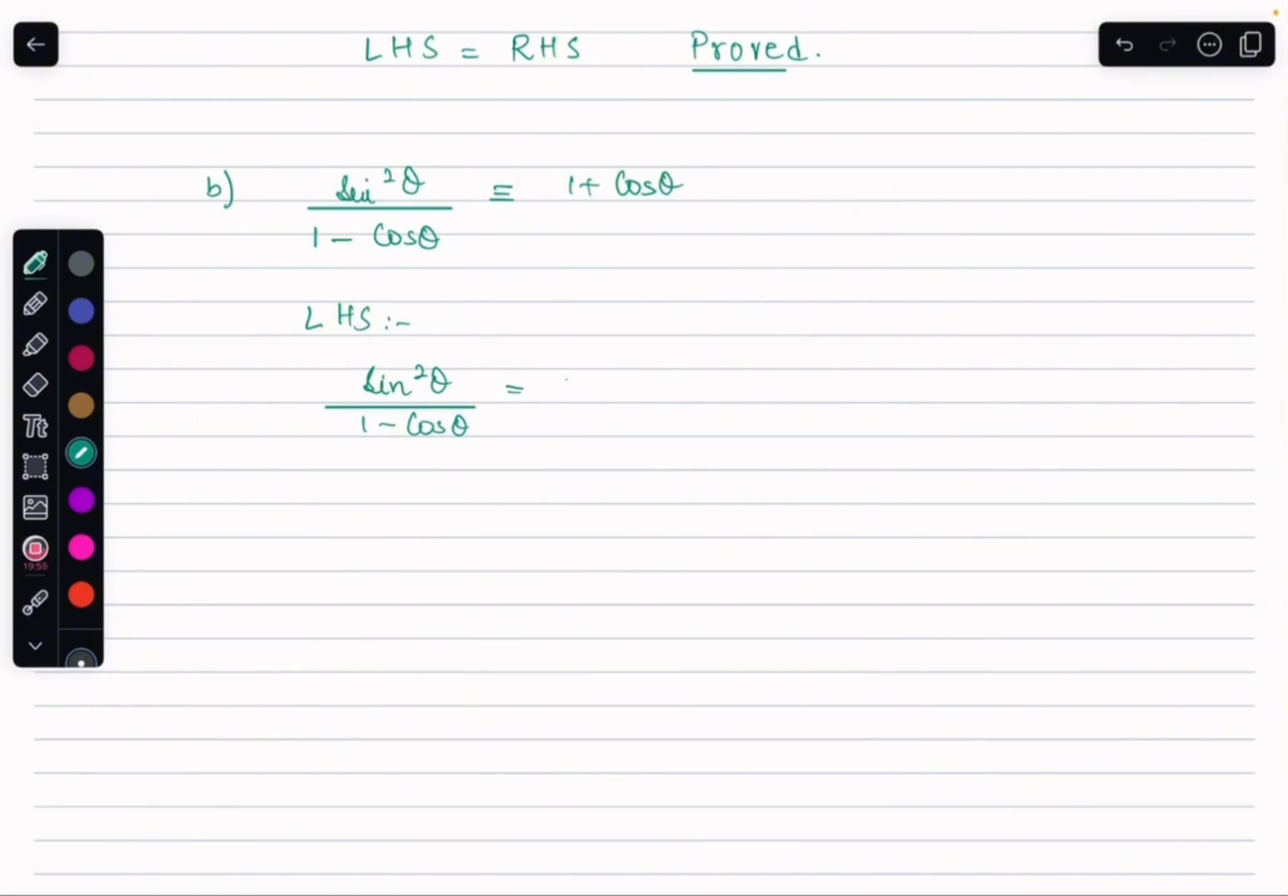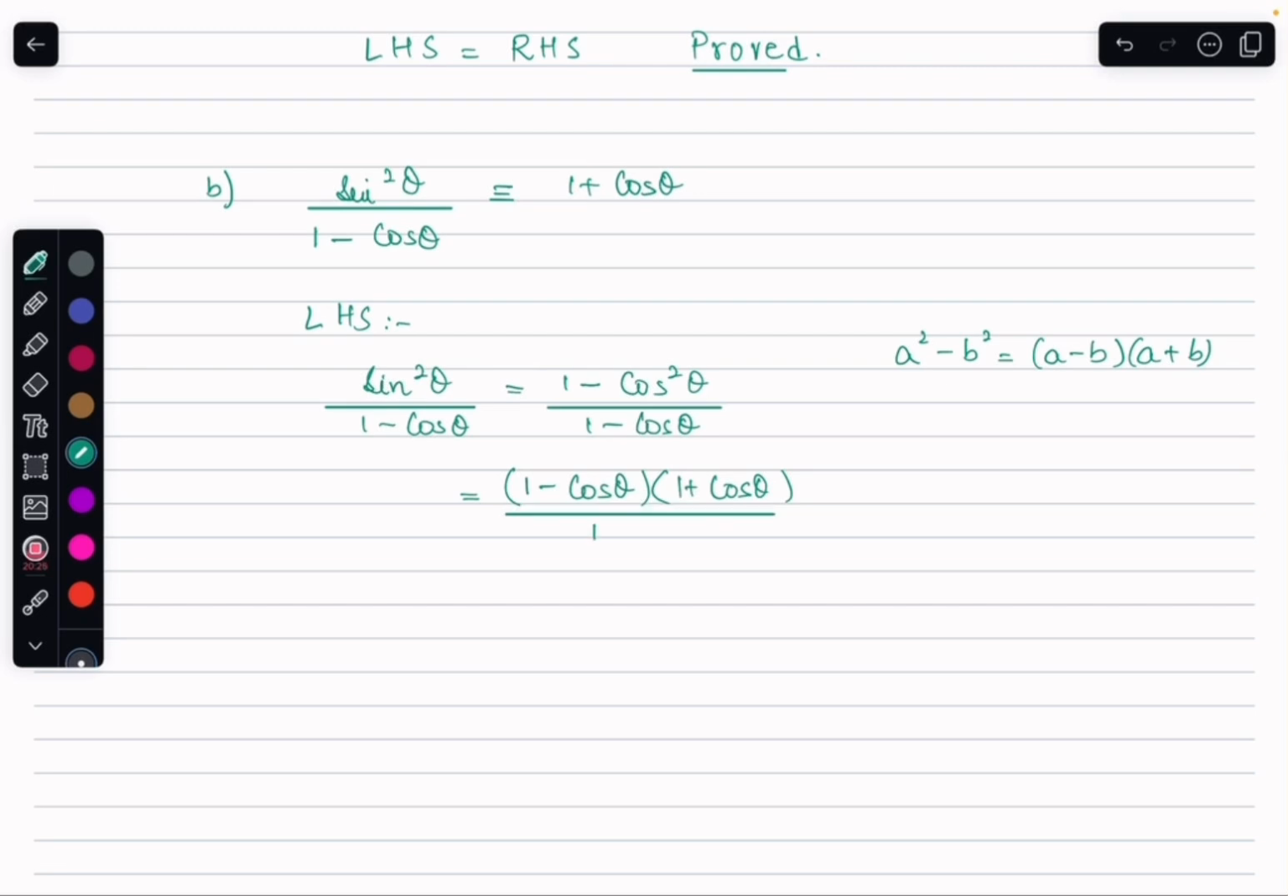Sine square theta, I can write it as 1 minus cos square theta divided by 1 minus cos theta. Again, I shall be using the identity for a square minus b square, which is a minus b and a plus b. So this means 1 minus cos square theta, I can write it as 1 minus cos theta and 1 plus cos theta, divided by 1 minus cos theta. The 1 minus cos theta, this bracket, they get simplified, and I'm just left with 1 plus cos theta.